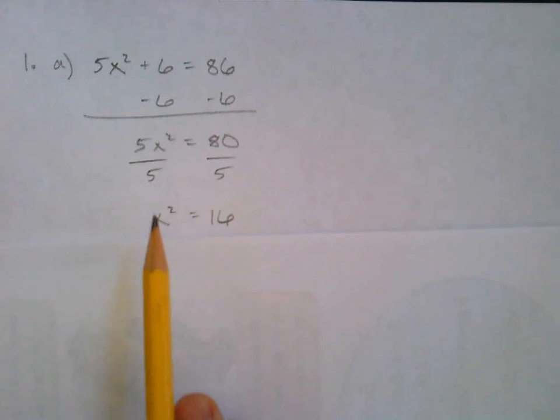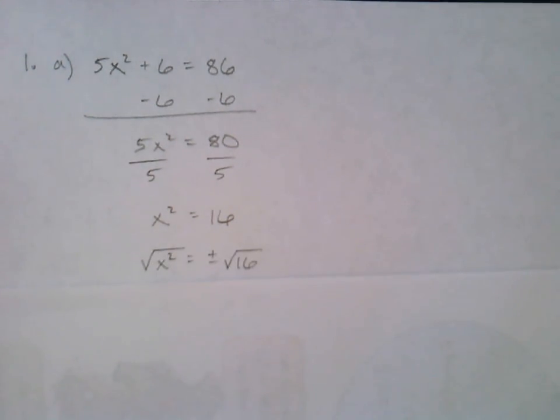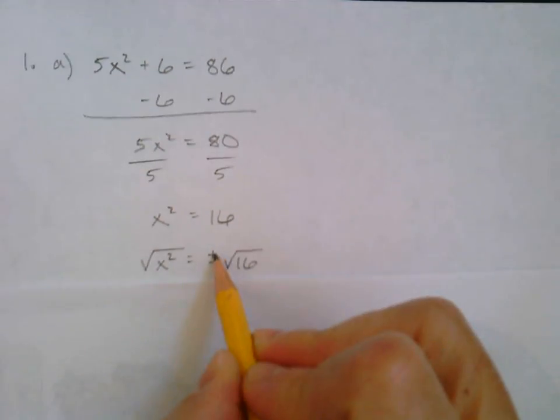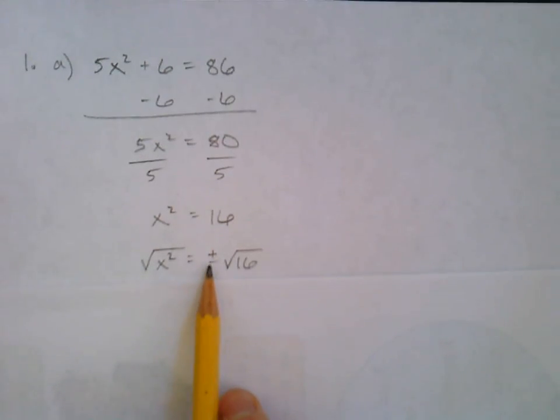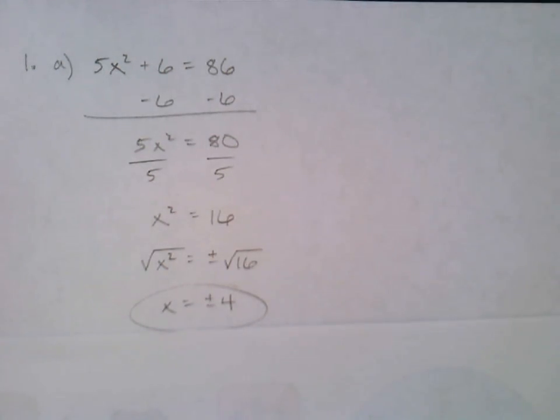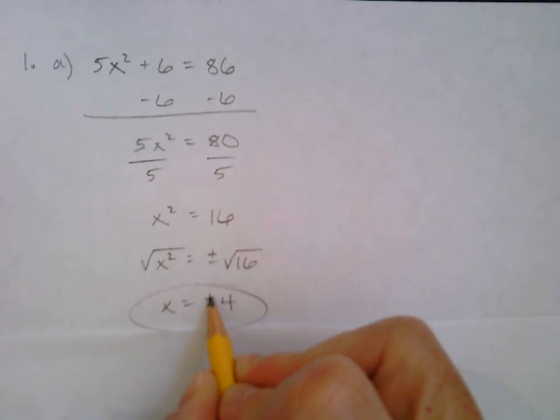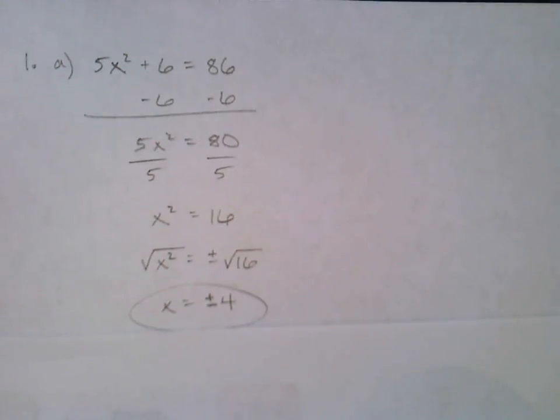Now we're in a position, since this is by itself, we can take the square root of both sides. Don't forget the plus or minus in front of the square root of 16. And then our final answer, x equals plus or minus 4. There it is.